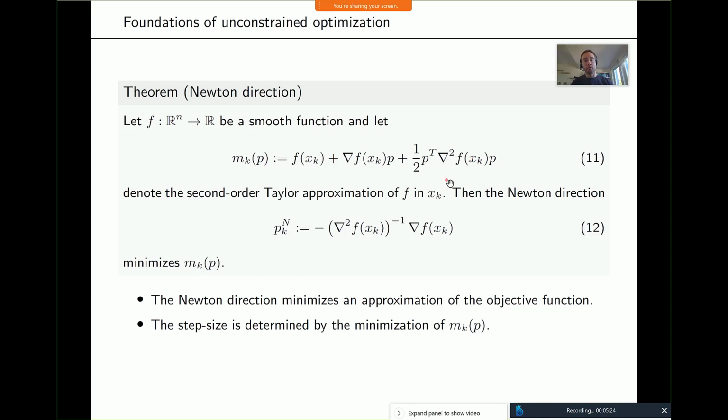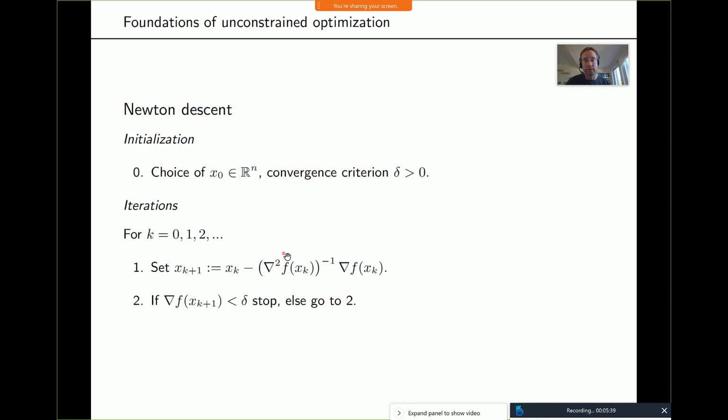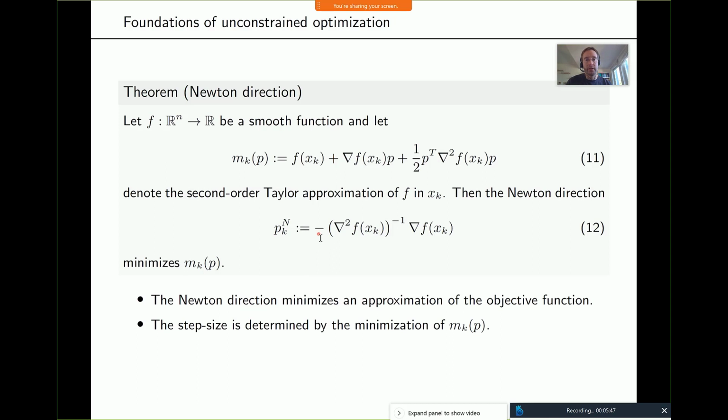And the point of the Newton direction is that the Newton direction, which I here denote by p_k^N, as opposed to p_k^GD, which was the gradient direction, this one with N is the Newton direction. This Newton direction, which is the thing that is added to x_k, namely minus the inverse of the Hessian at x_k times the gradient at x_k, minimizes this approximation of f at x_k.